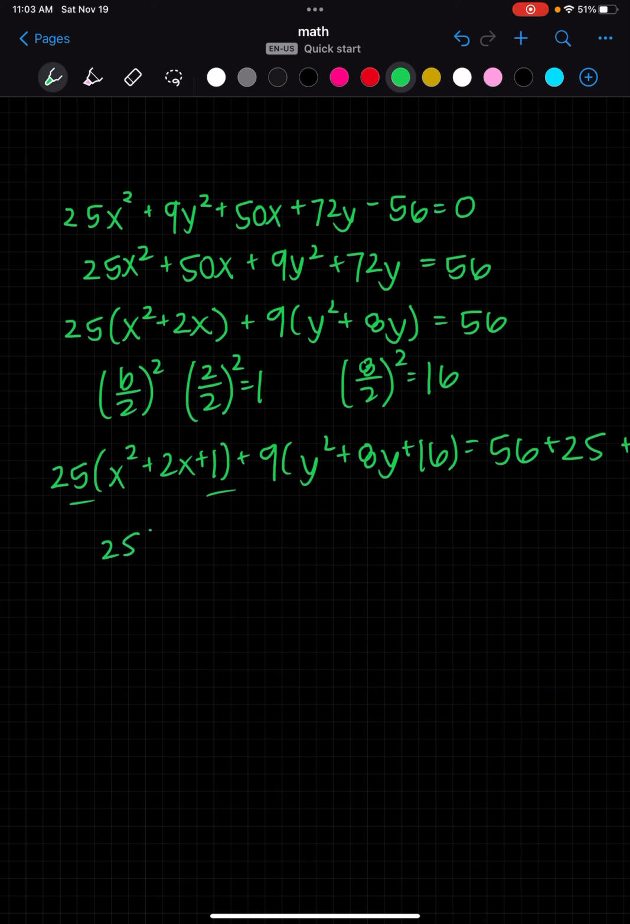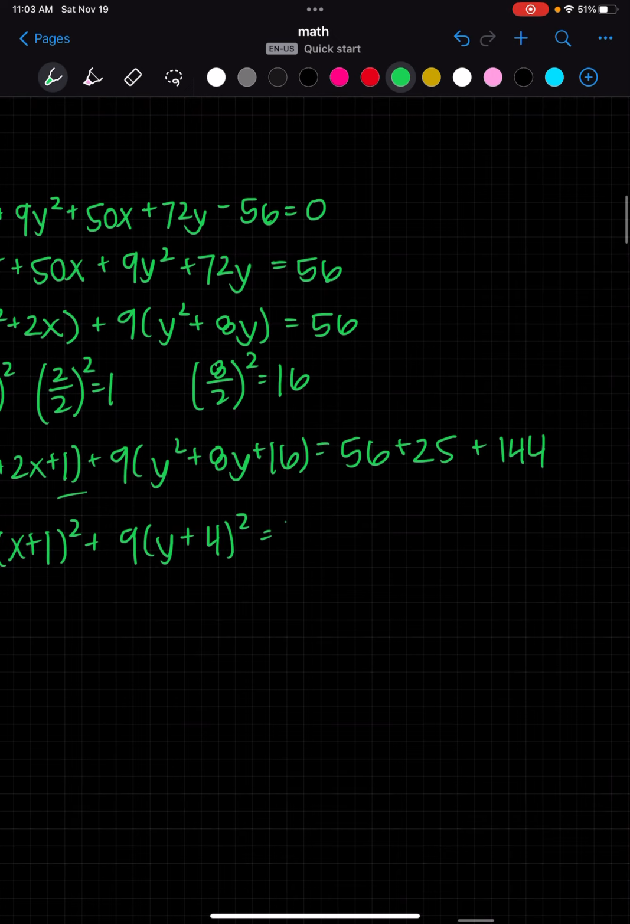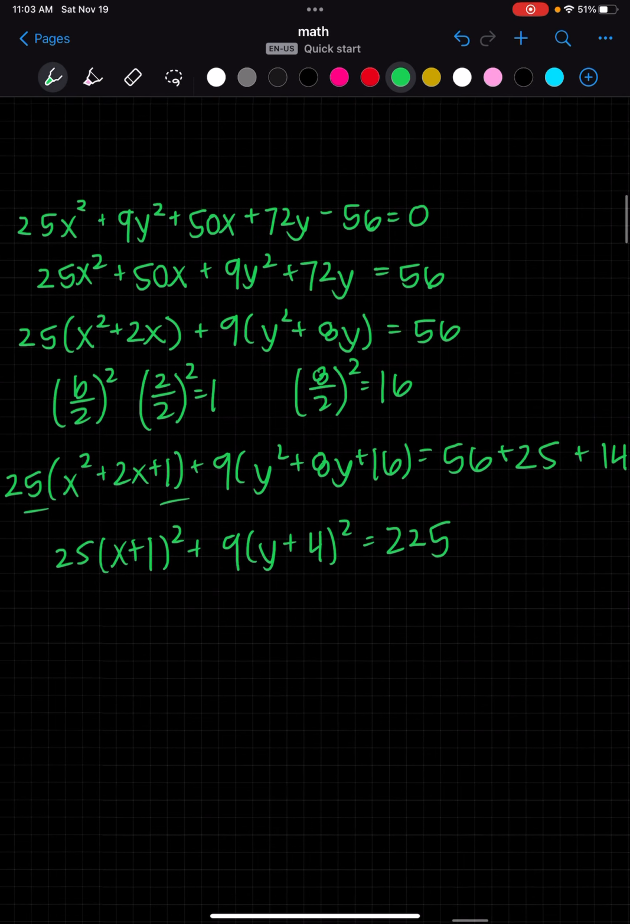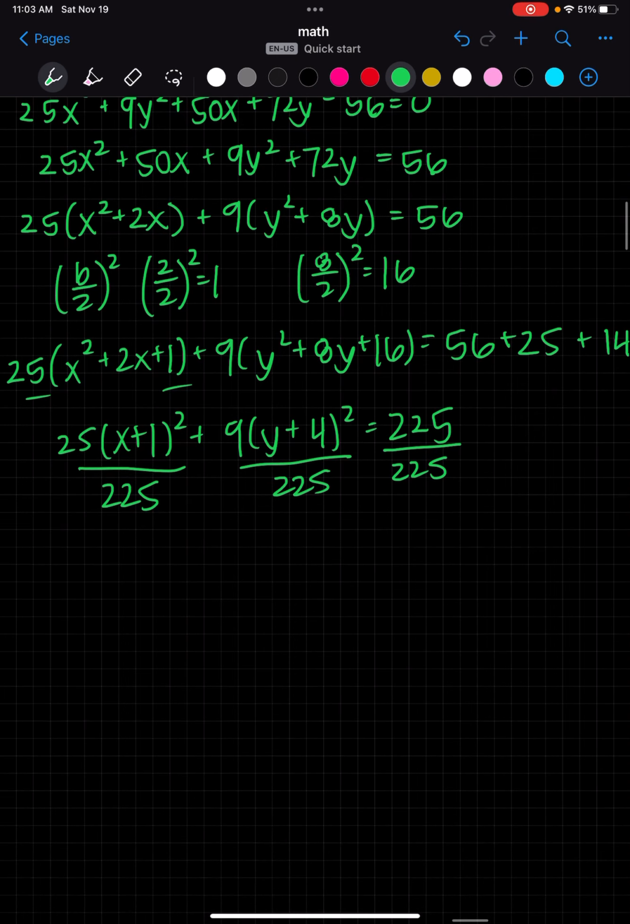So 25(x plus 1) squared plus 9(y plus 4) squared equals, let's see, 56 plus 25 plus 144 is 225. Okay, so then what we're going to do from there is we want to get the 225 to be 1, because our standard form is always set equal to 1. So what I'm going to do is divide each chunk by 225. And then from there, I'm going to simplify just the outside.